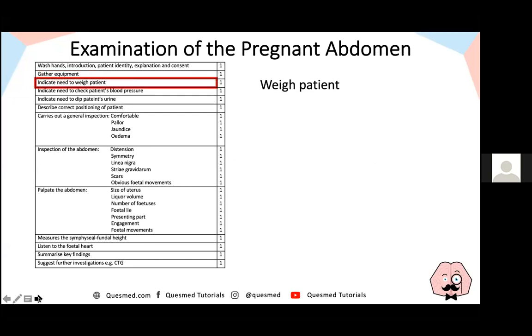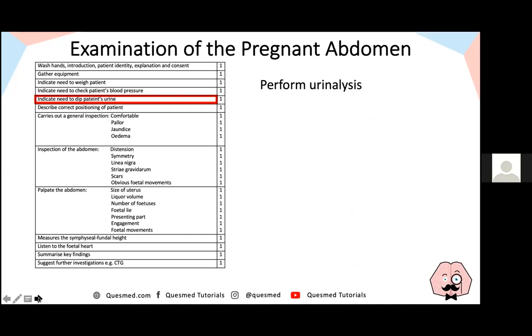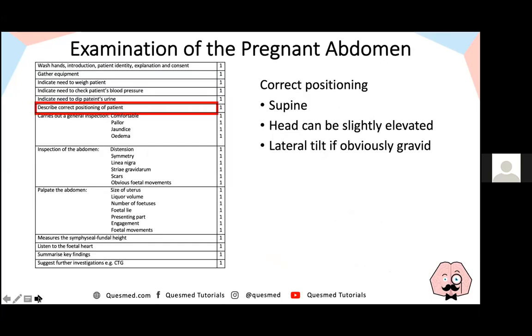So we do want to weigh the patient first, and this gives you an idea of BMI, and it can also be used to track weight change throughout pregnancy. Every woman has her blood pressure checked at every opportunity, and we always perform urinalysis, and we're looking for proteinuria, which can indicate preeclampsia. In terms of the abdominal examination, we want to describe the correct positioning of the patient.